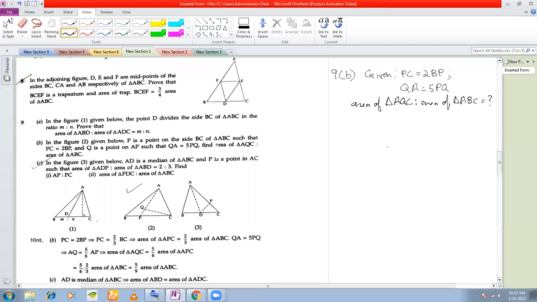Now, what is the theorem that we shall use here? The theorem that we shall use here, I stated in the beginning only, that if two triangles have the same altitude or the same height, when I say same altitude or same height it means they are between the same parallel lines, then the ratio of the areas must be equal to the ratio of their bases.